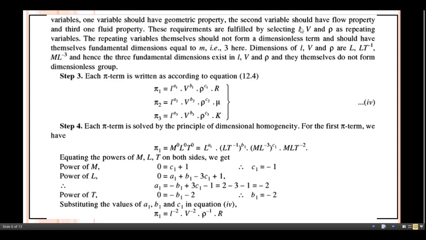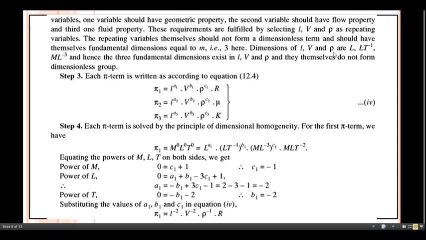So here L is the length, that fulfills the geometry. Here V means velocity, that fulfills the second property, the flow property, and rho is the density, that fulfills the fluid property. So these are the repeating variables. The repeating variables themselves should not form a dimensionless term and should have the fundamental dimensions equal to m, that is 3. So 3 with us, that matches with the 3.